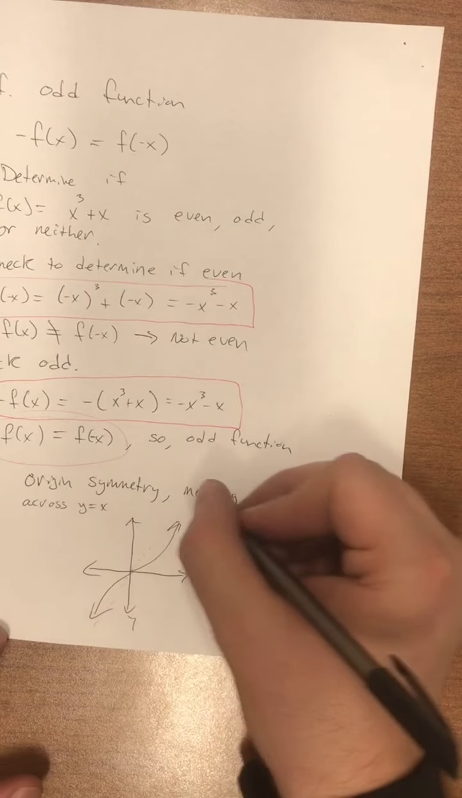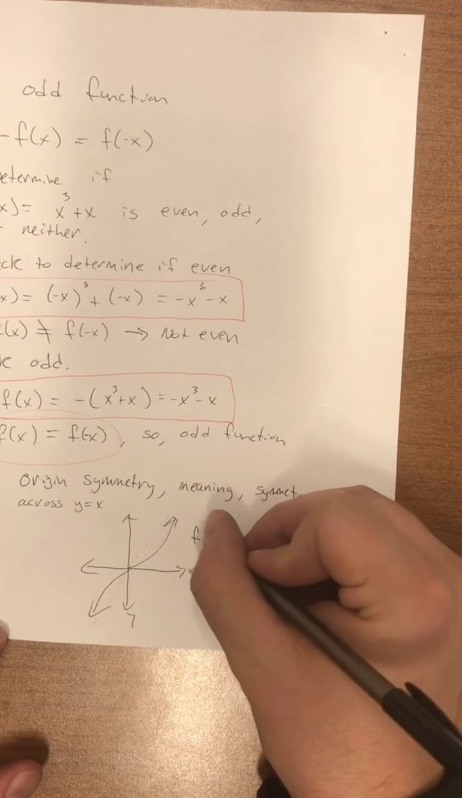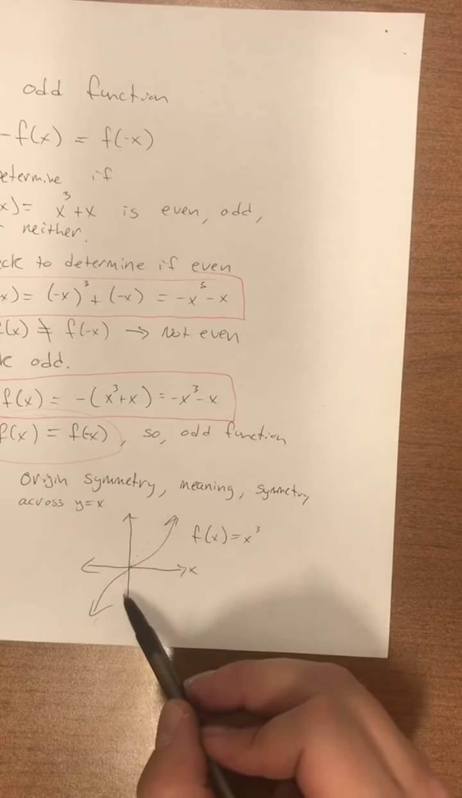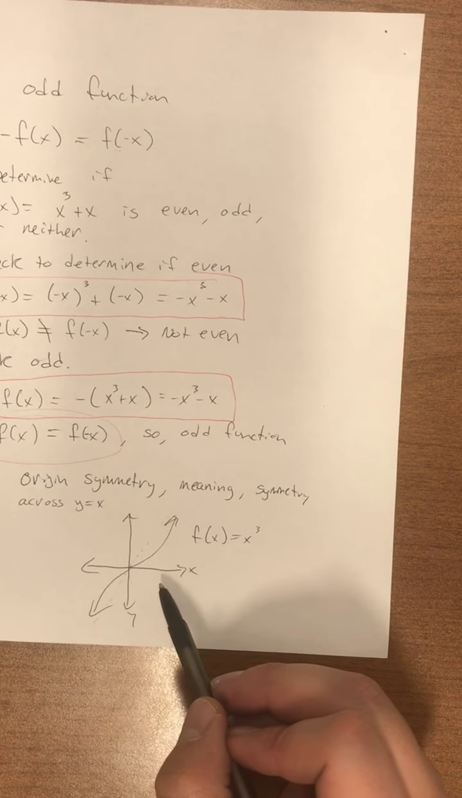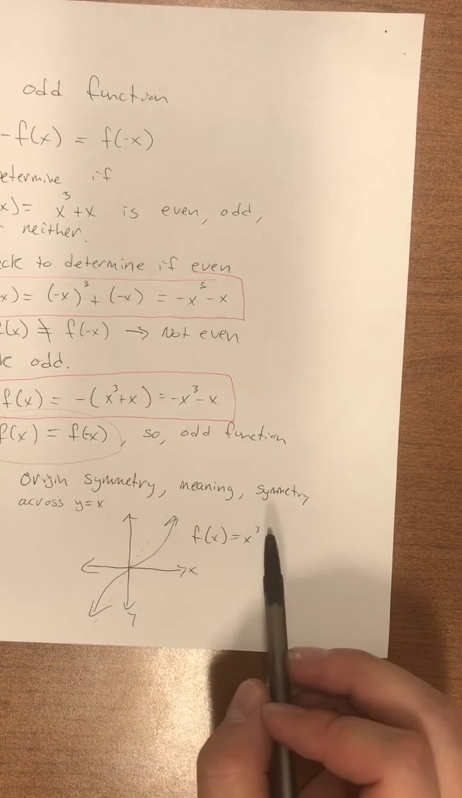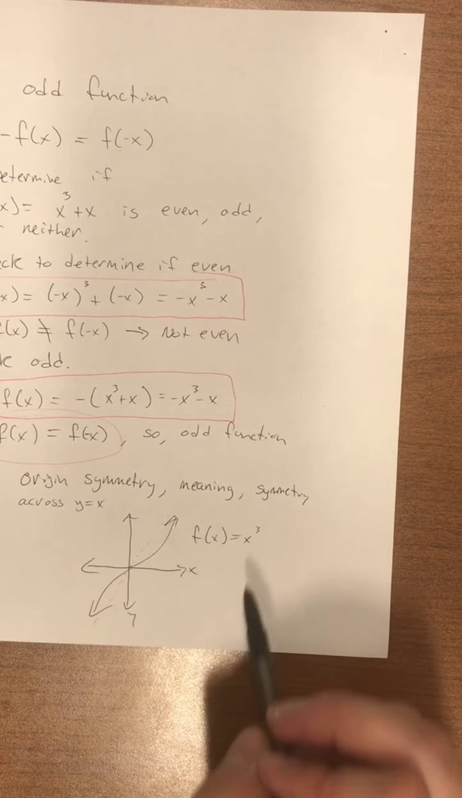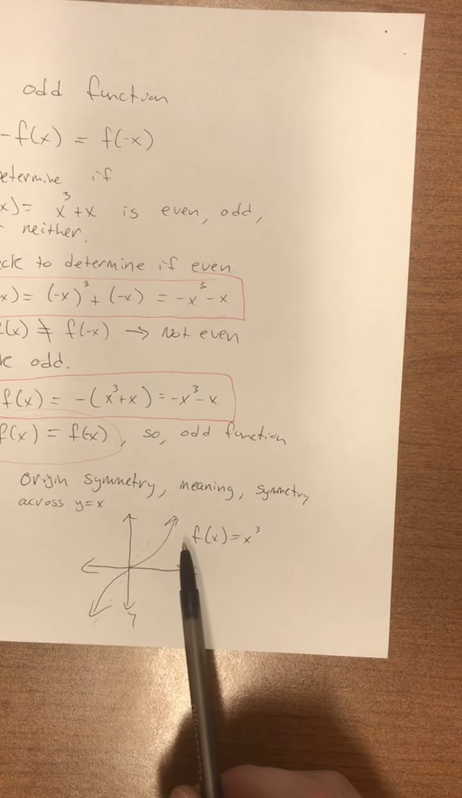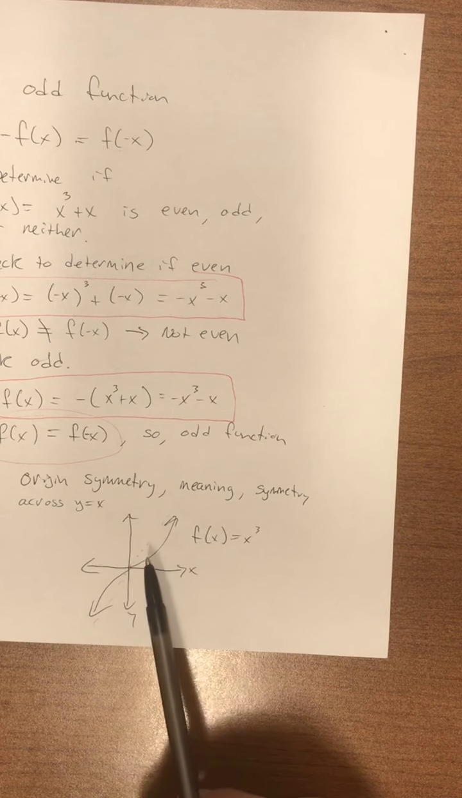So this is the graph of x cubed, which is from our basic graphs from the previous section. So it's an easy function to show an odd function having origin symmetry, which means it's symmetrical across the diagonal.